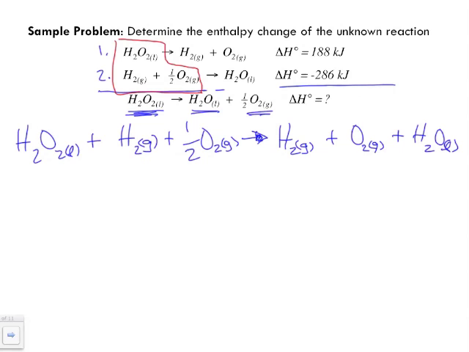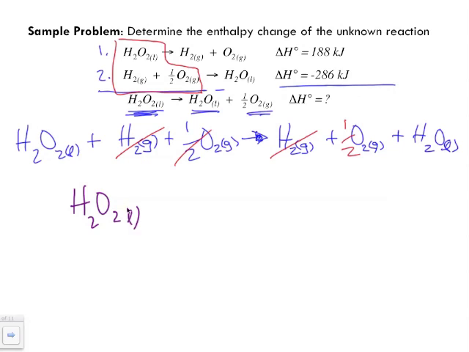Now let's look for commonalities between the reactants and products. Both on the product and reactant sides we have hydrogen gas, so the hydrogen gas cancels out. Now we've got half a mole of oxygen on this side and a full mole on this side. So what are we going to do? We're going to cancel out half a mole on this side and half a mole on that side. So all of a sudden, our final reaction is going to look as follows.